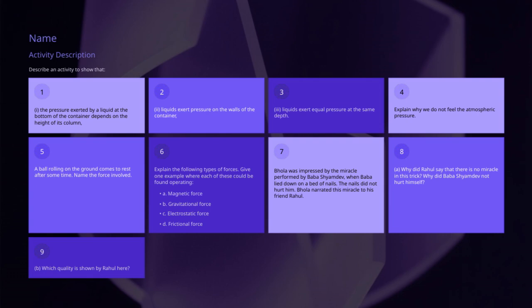Now let's talk about forces. When a ball rolls on the ground and eventually comes to rest, the force involved is friction. Friction opposes the motion and gradually stops the ball. Regarding the pressure exerted by a liquid at the bottom of a container, it depends on the height of the liquid column. The higher the column, the greater the pressure, a fundamental principle in understanding fluid pressure.